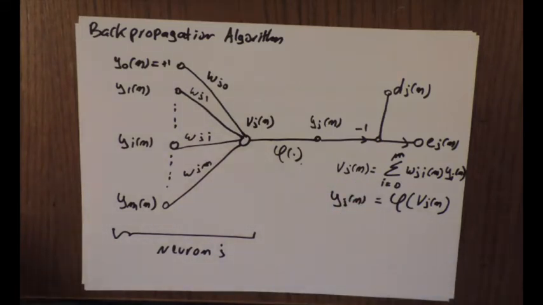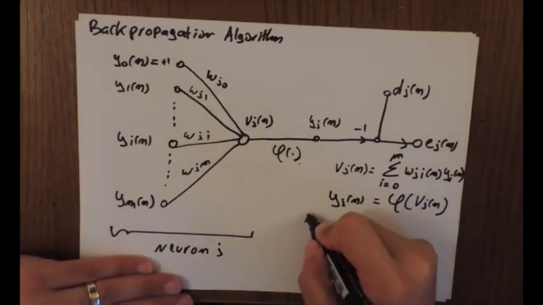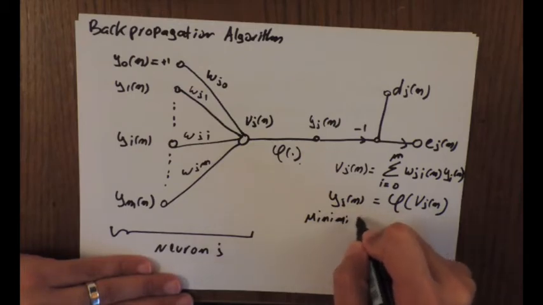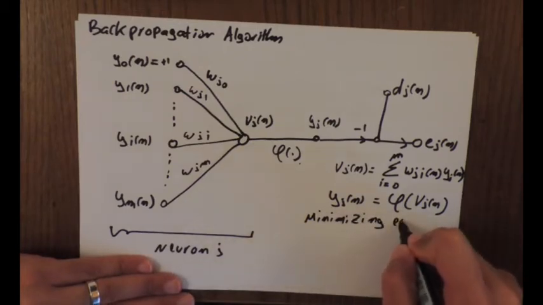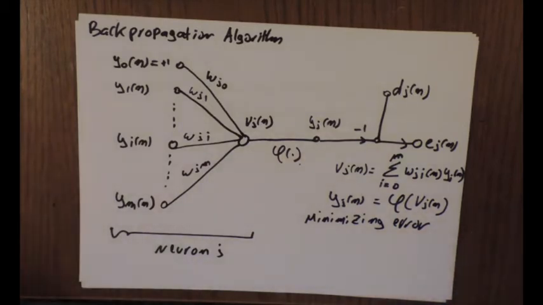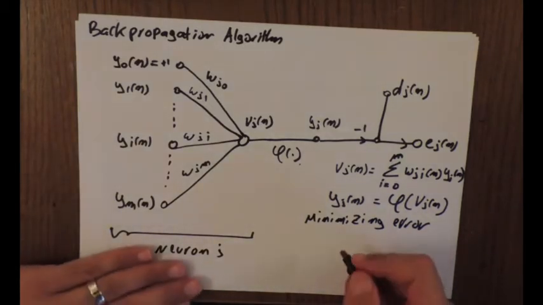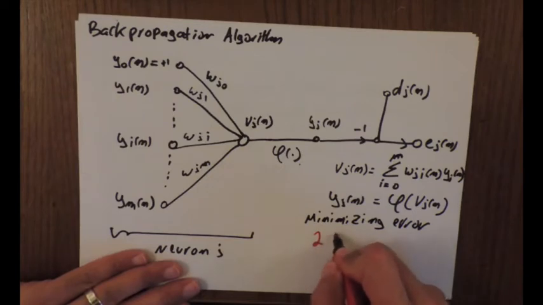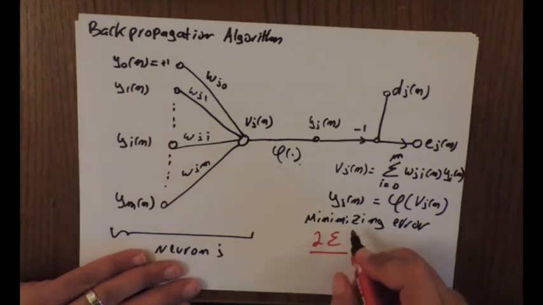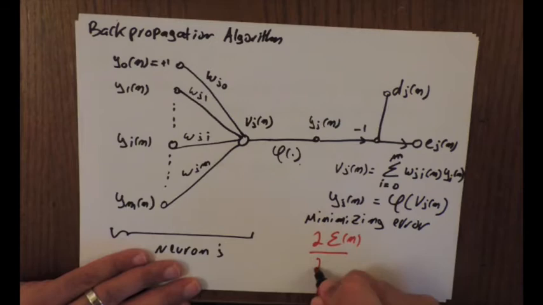Now let's say we want to minimize the error between those two. As we did with the LMS algorithm, we need to take the derivative of the instantaneous error with respect to the weight. So minimizing error happens as follows. We need to take the derivative of the instantaneous error with respect to the weight.